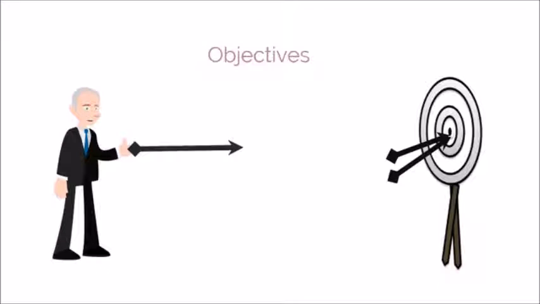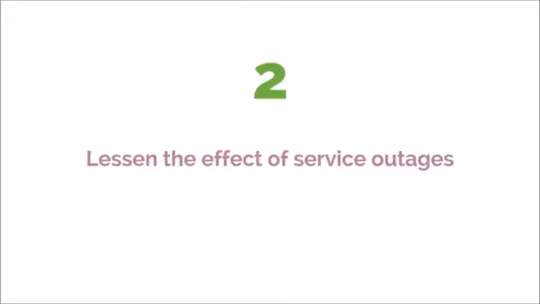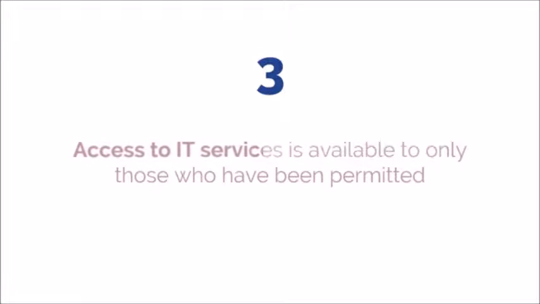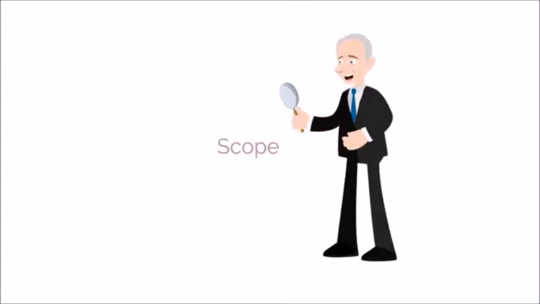Let's get started. Let's begin by taking a look at the primary objectives of service operation. Those objectives are, first, to sustain business satisfaction and assurance in IT through a system of proficient and productive delivery and support of IT services as agreed on previously. Second, to minimize or lessen the effect of service outages on daily business activities. And finally, to ensure that access to IT services is made available only to those who are permitted to obtain those services. Now that we know the key objectives, let's see what's included within the scope of service operation.